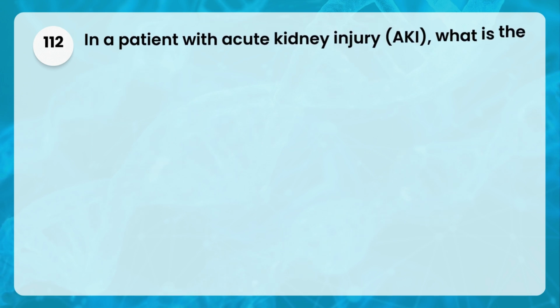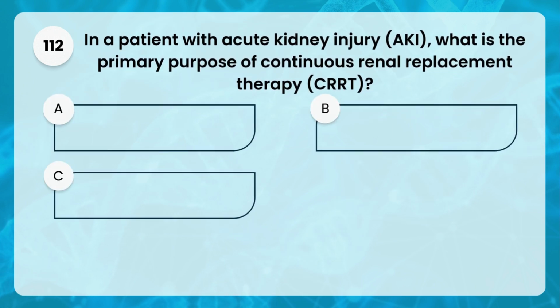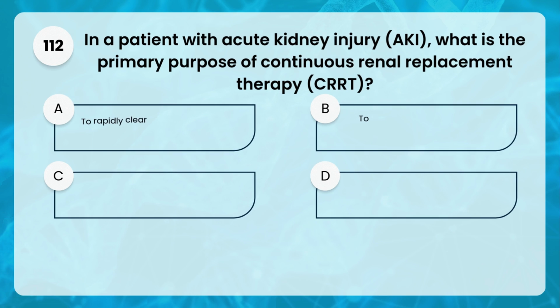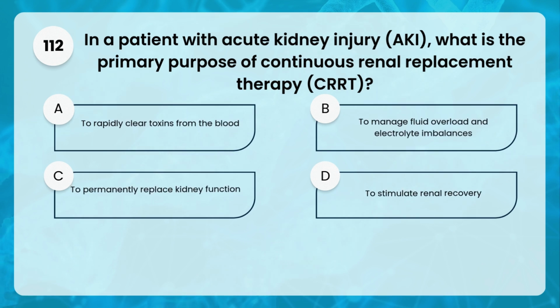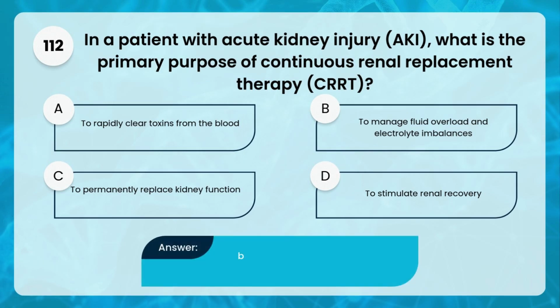Number 112. In a patient with acute kidney injury, AKI, what is the primary purpose of continuous renal replacement therapy, CRRT? A. To rapidly clear toxins from the blood. B. To manage fluid overload and electrolyte imbalances. C. To permanently replace kidney function. Or D. To stimulate renal recovery. The answer is B. To manage fluid overload and electrolyte imbalances.